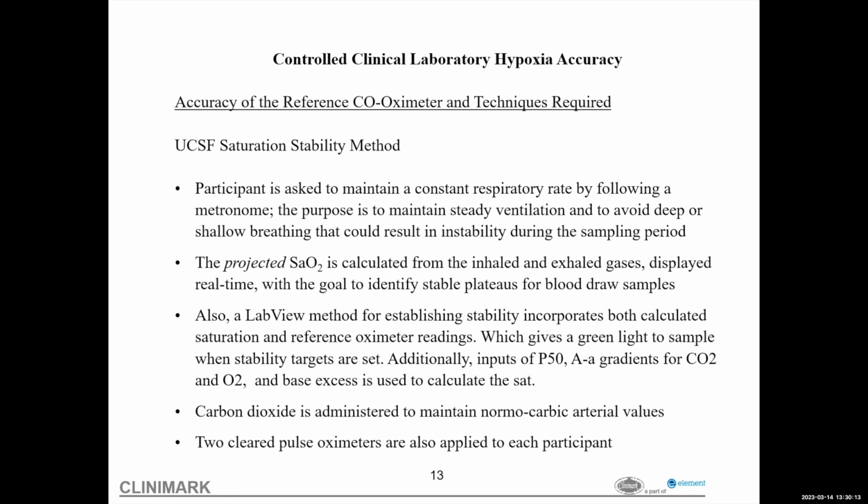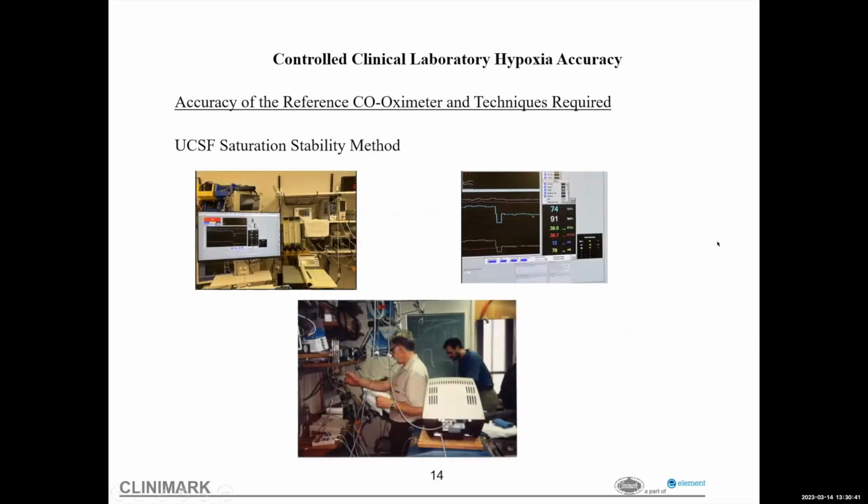And it gives kind of a red light, green light, go or no go for a stability period for a sample. And inputs of P50, A-a gradients for CO2 and O2, and base excess are used to calculate. And the carbon dioxide is administered when necessary to maintain normocarbic arterial values. And then, like I mentioned earlier, two clear pulse oximeters are also applied. This is a rough picture of the calculations that are made.